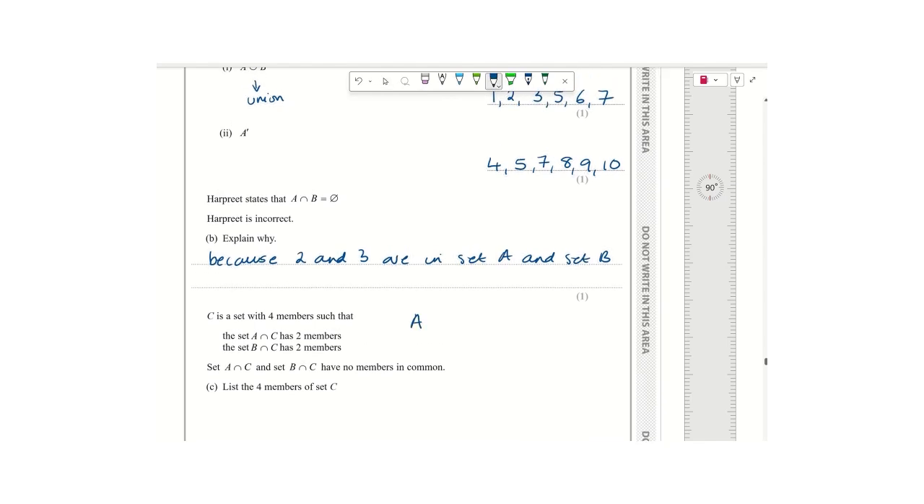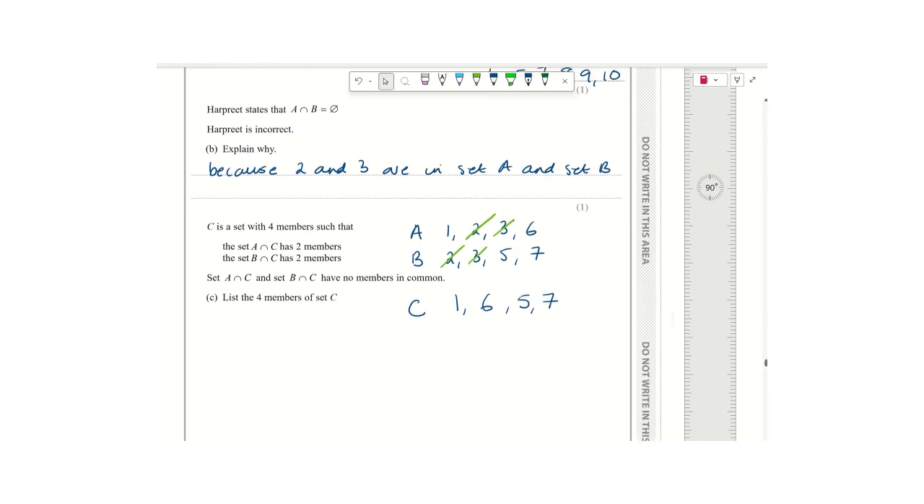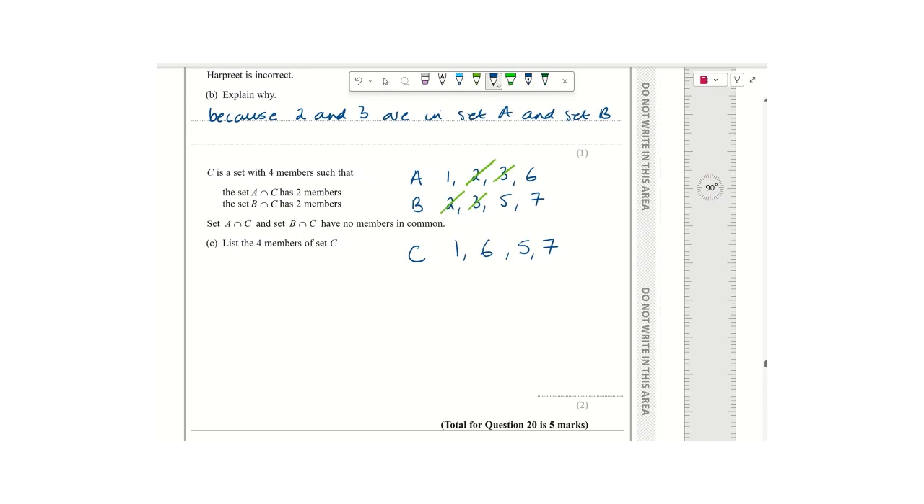So if I drop A down here, A is 1, 2, 3, and 6, and B was 2, 3, 5, and 7. So set C has got to have some numbers in that set A has, but it can't have any that are also in set B. So it can't have the 2 and the 3 because they're in both. So it's got to have the 1 and the 6 from A, and then it's got to have the 5 and the 7 from B. So the 4 members in set C in numerical order are 1, 5, 6, and 7.